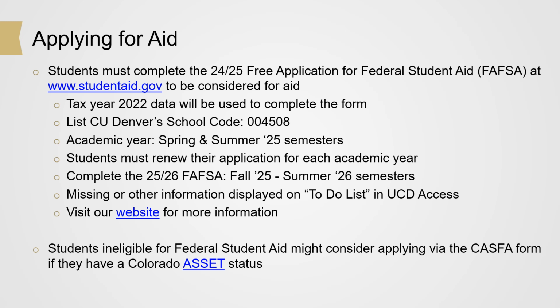If information is missing or we need additional information of any kind, that will be displayed on the to-do list in UCD Access, so please be sure to keep an eye on that. You can visit our website for more information, including some points of contact that can assist with applying for the FAFSA. Students that are ineligible for federal student aid might consider applying via the CASFA form if they have a Colorado asset status. To find out more about that asset status, please connect with the registrar's office.